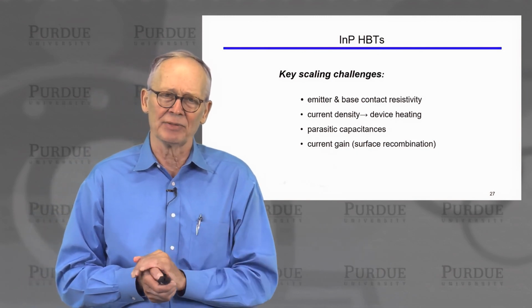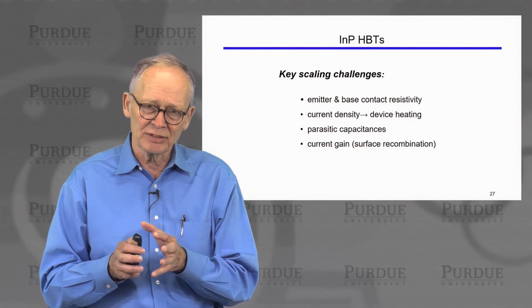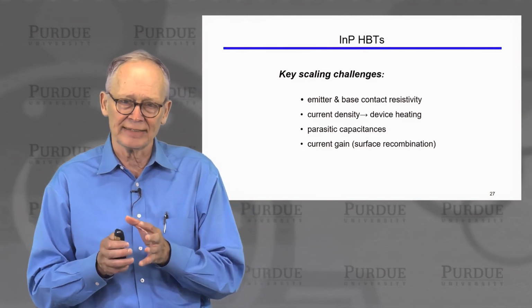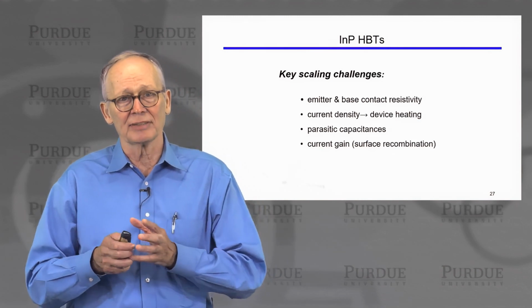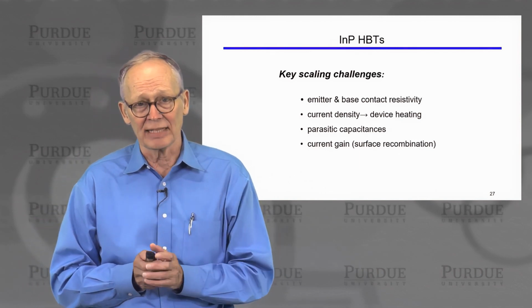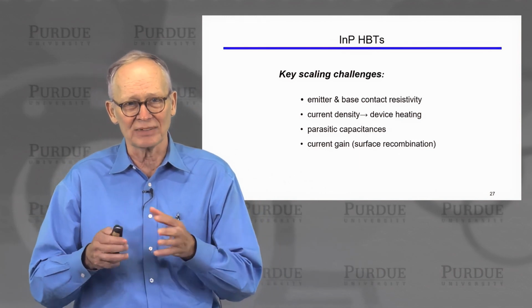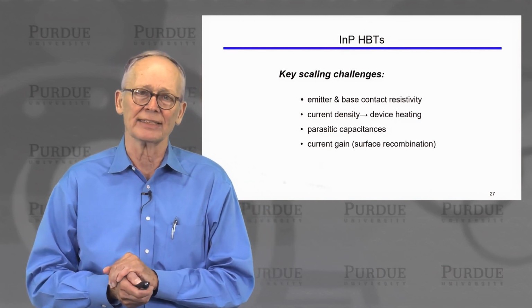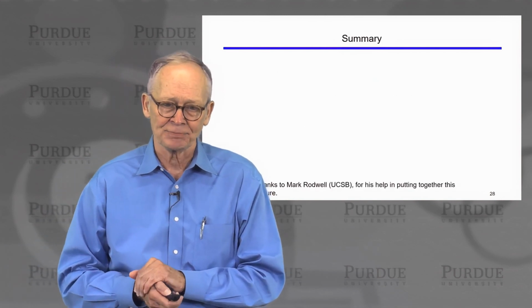And current gain is a bit of a problem, because as we reduce the size of the device, around the perimeter there are some defects that occur in this mesa isolation process. The injected electrons can recombine with holes at those surfaces, and that lowers the current gain of the device.